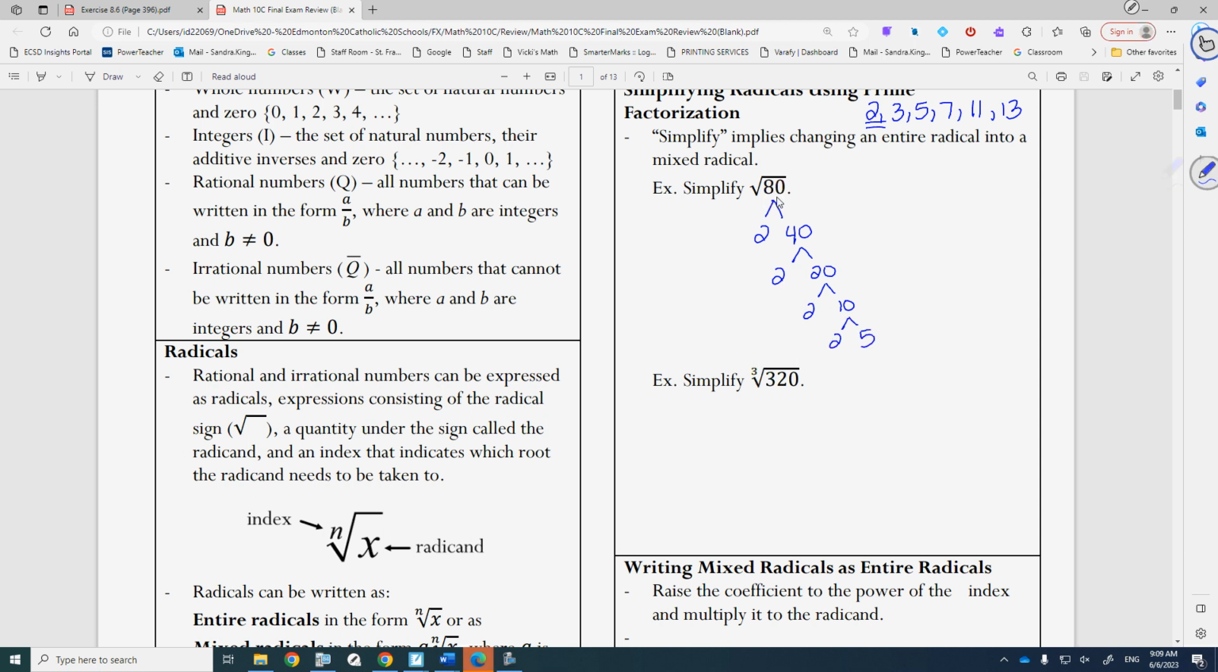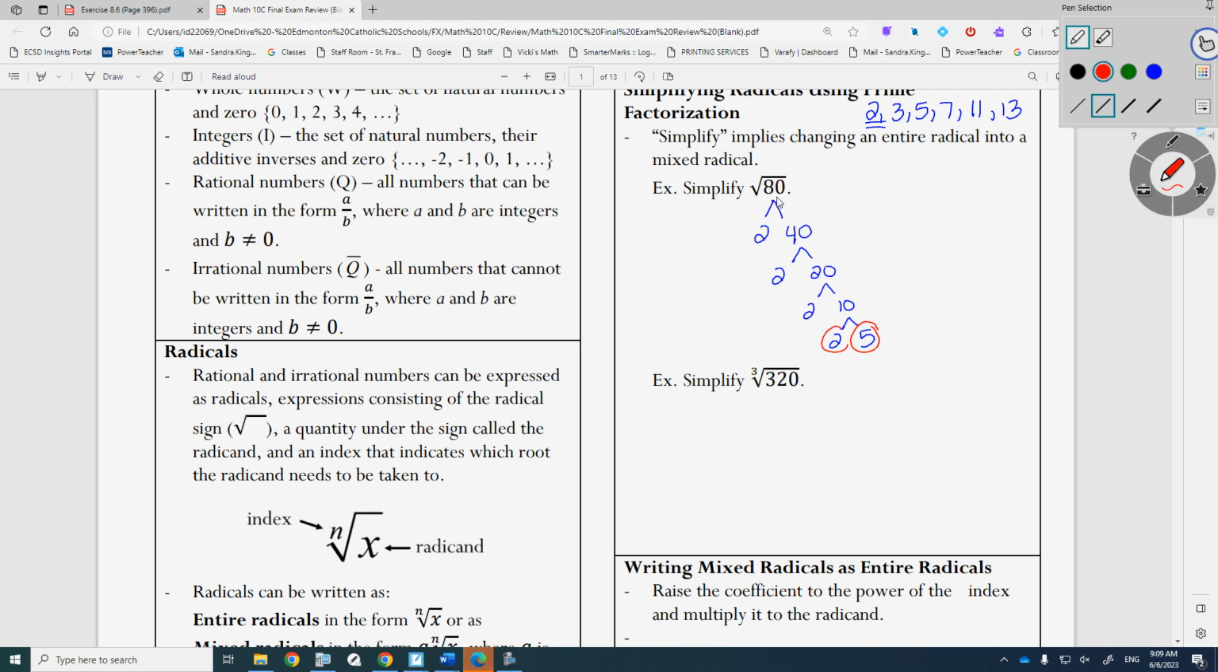You will always get to a position where this last number is a prime number. It will be a 2, a 3, a 5, a 7, 11. Circle all of your prime numbers. And the square root of 80 could be rewritten as the square root of 2 times 2 times 2 times 2 times 5.